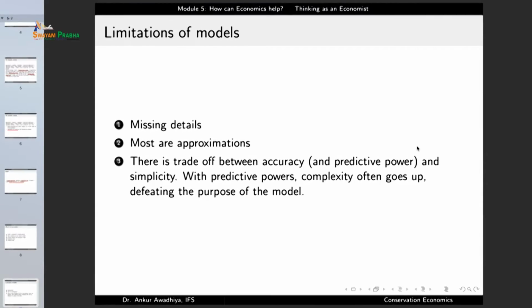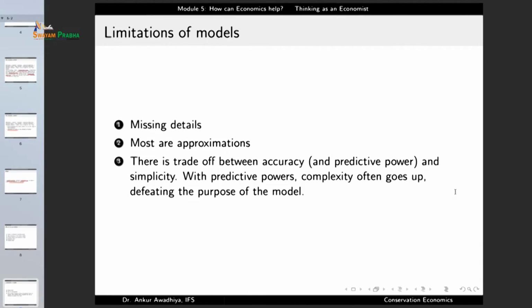But then when we are simplifying things, we are also removing a lot of details. So this is a limitation of models. Most of the models are approximations. They are not exactly how the real world functions. And remember that this is okay because we made a model knowing that we are unable to comprehend the complete reality, and the model will help us understand the reality. And so there will be certain limitations.